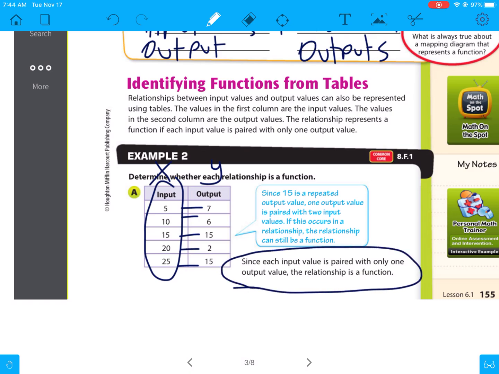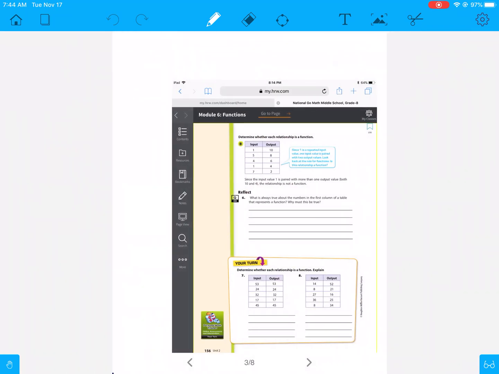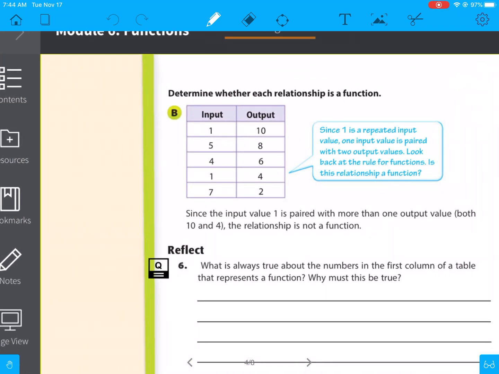I would write this down somewhere in your notes, just because when they ask you to explain, that's the best explanation. Every input has only one output. So if you look at this table here, just determine whether this is a function. We have an input of 1, input of 1. Do you see how 1 goes to 10 and 4? So it is not a function. So it just takes one pair to make it not a function.